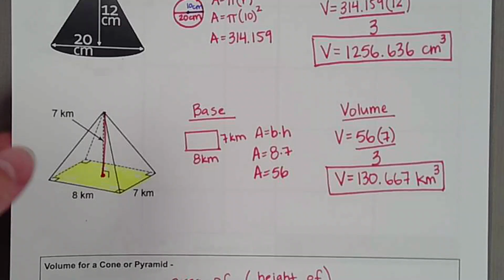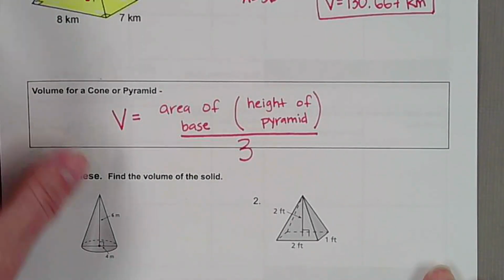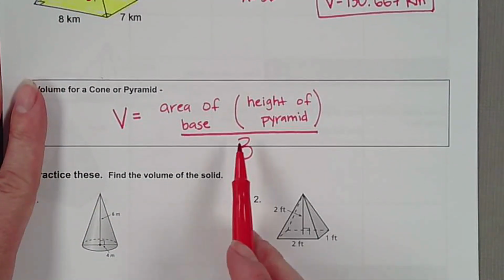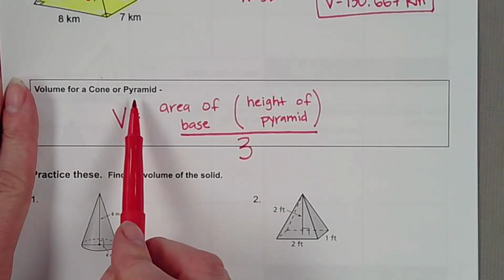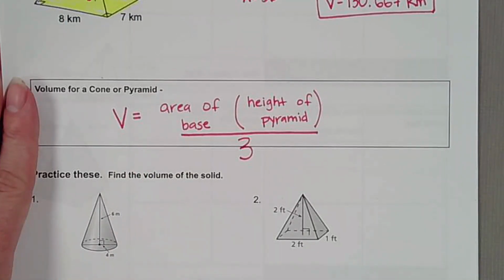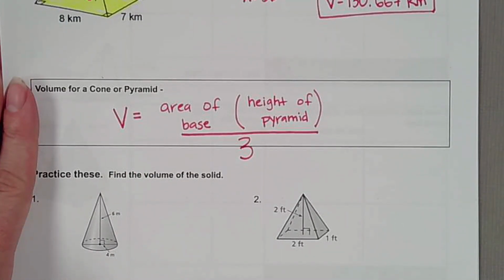We already wrote down our formula. Area of base times height of pyramid divided by 3. Remember, we pick this formula if we have a cone or a pyramid. We choose the other formula if we have a prism or a cylinder.